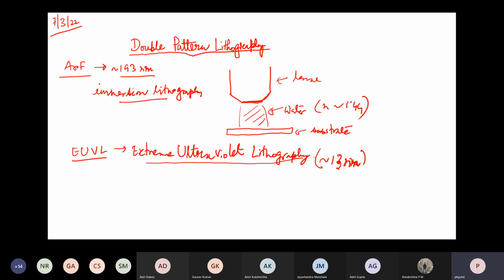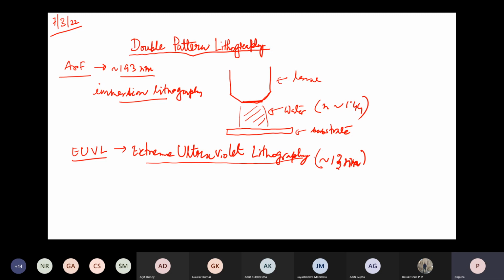absorb the UV light, so you can't use lens, you have to use very polished mirrors to achieve such lithography. You need several sets of mirrors and so on and so forth. So it has been very challenging, although this technique has been there for more than 2 decades, and it's not easy so far to develop EUVL, that is extreme ultraviolet lithography, for commercial purposes, okay.